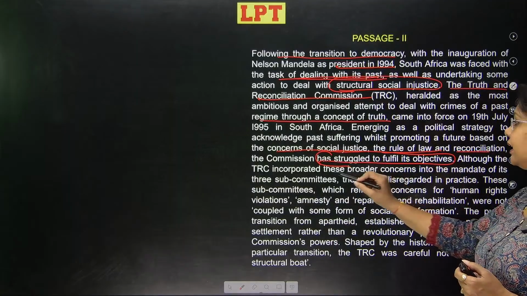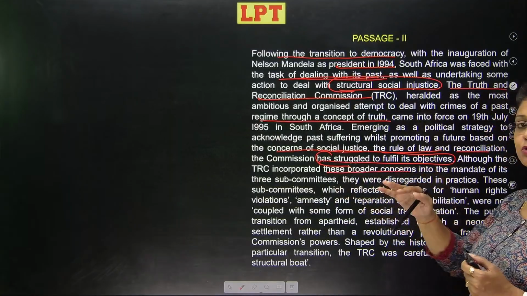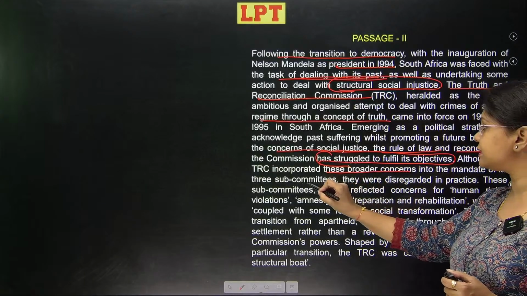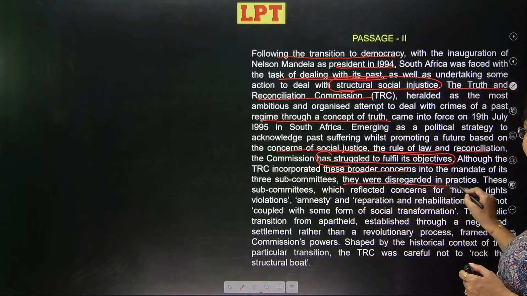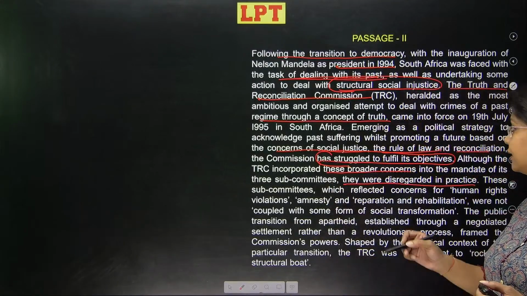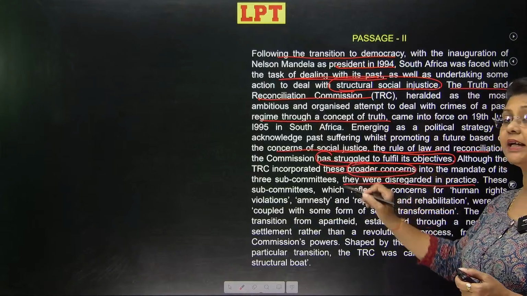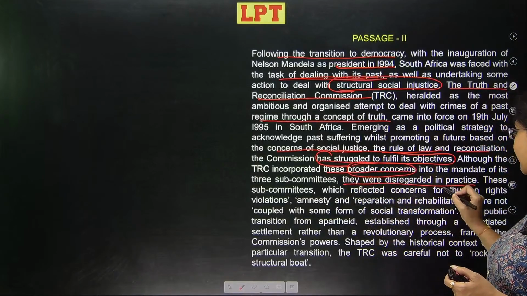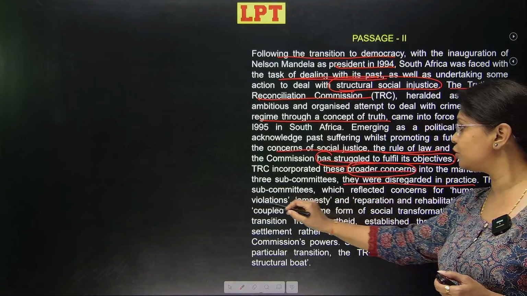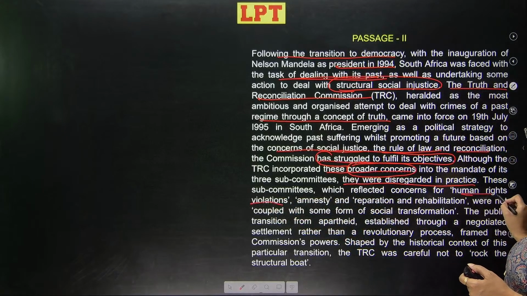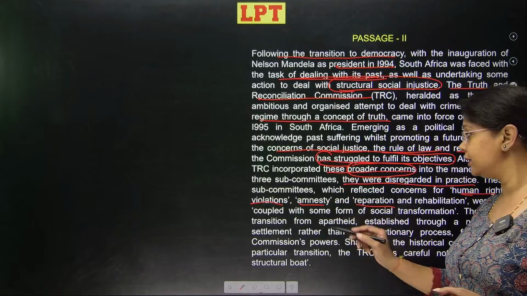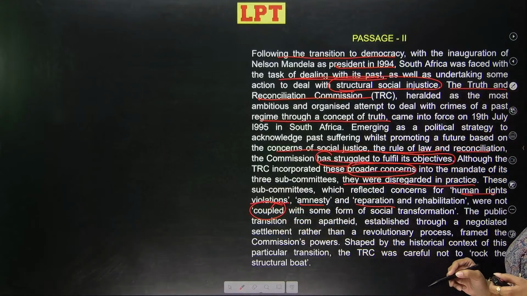Now, although the TRC incorporated these broader concerns, so previous to that we were discussing some broader concerns here, into the mandate of its 3 subcommittees, they were disregarded in practice. So it did not really fulfill the promises that it made. So it was not able to address these broader concerns that it had. So it was disregarded in practice. These subcommittees reflected concerns of human rights violations. So you talk about human rights violations here. Amnesty and reparation and rehabilitation were not coupled. So it was not coupled with some form of social transformation.